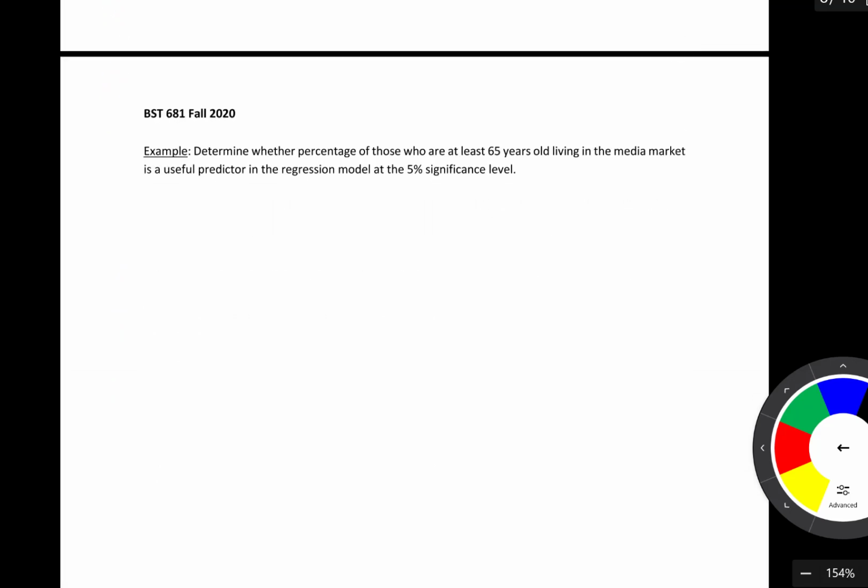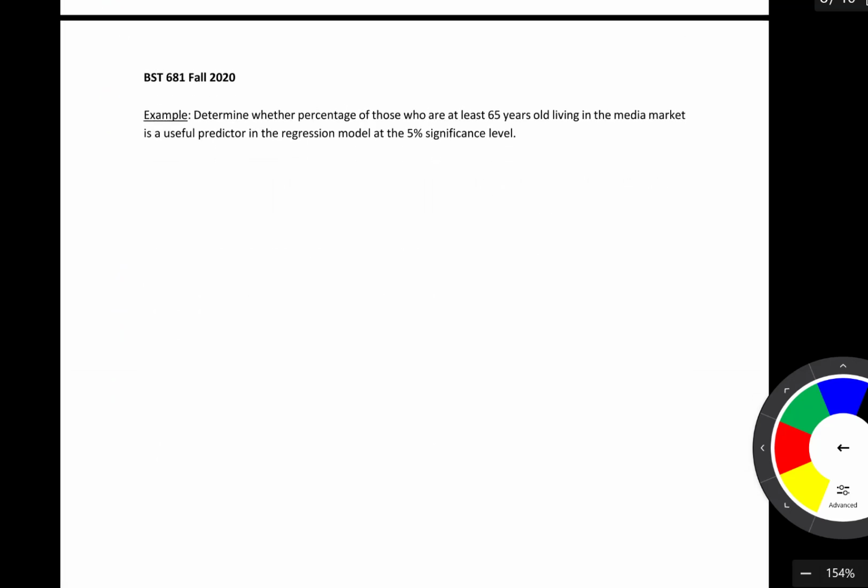So let's go ahead and determine whether the percentage of those that are at least 65 years old living in the media market is a useful predictor in the regression model at the 5% significance level. So again, you would always want to test your assumptions, but notice if you perform the global F test first, the assumptions are the same. So if you already checked the assumptions for the global F test, then you know the assumptions are met for this test for this particular coefficient.